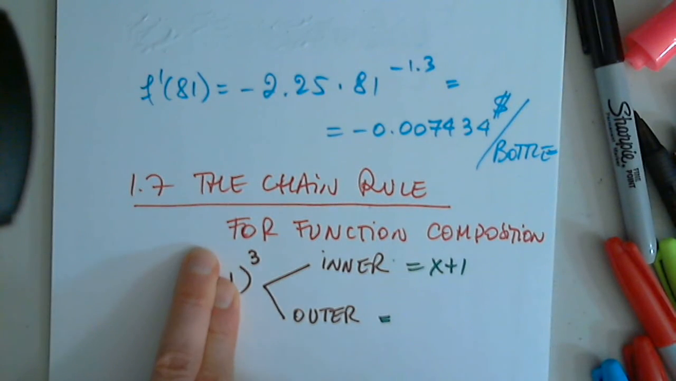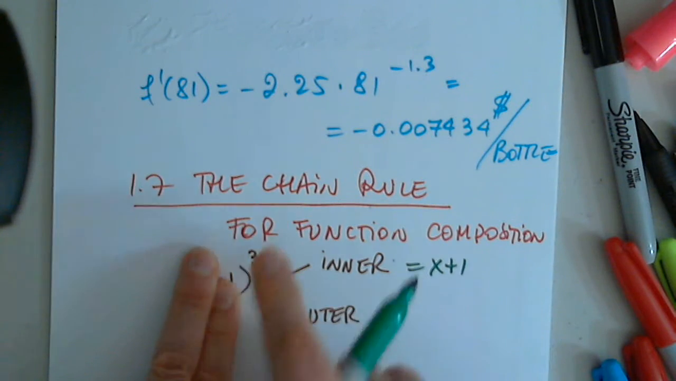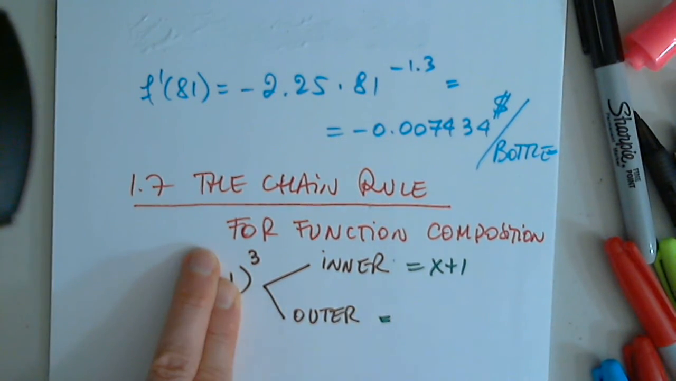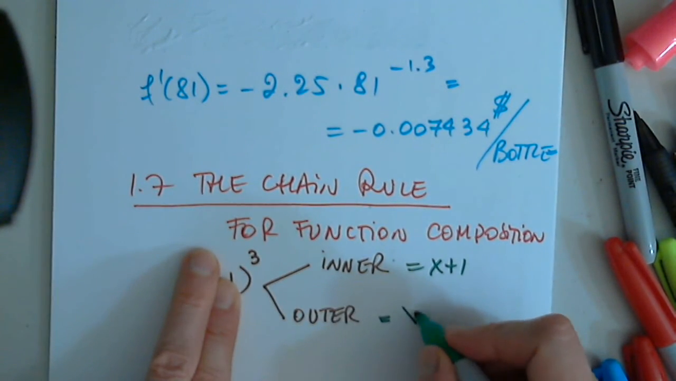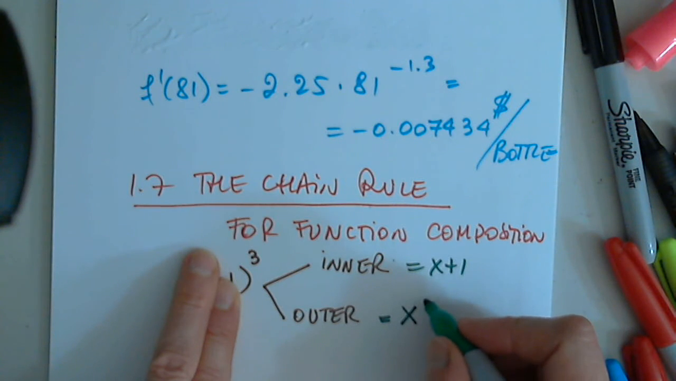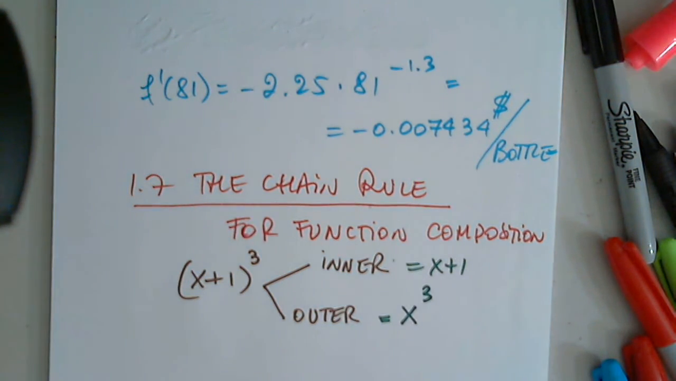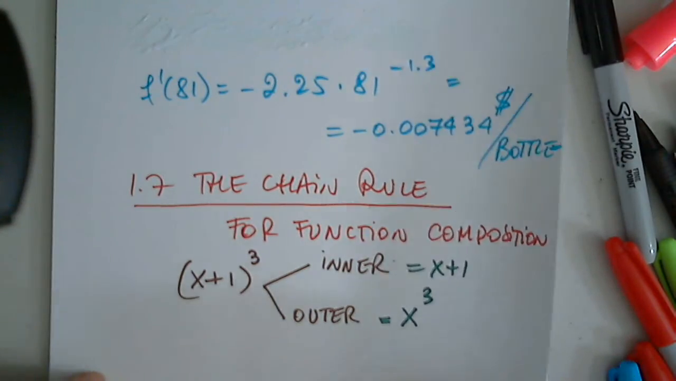And what is the outer? To the cube root. I get a number. What is the outer function? X to the cube root. Yeah, to the third power. To the cube, yeah, sorry. Good.